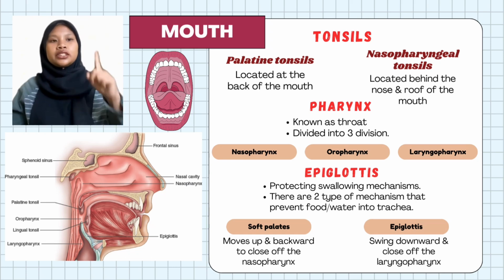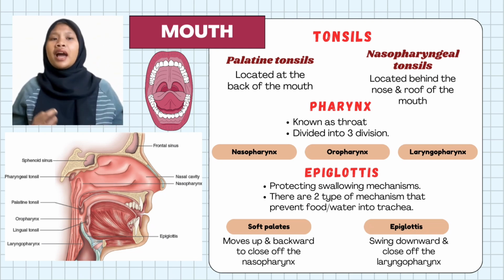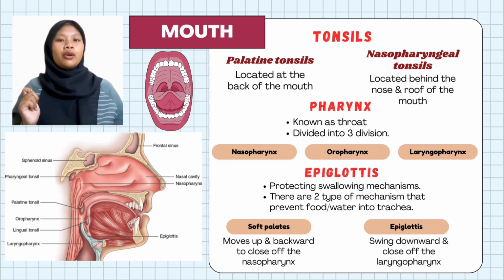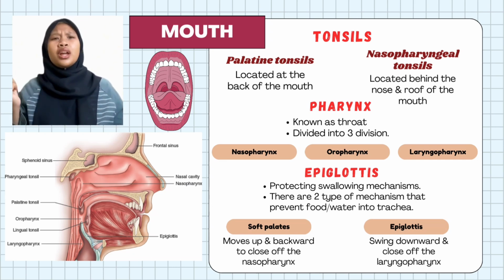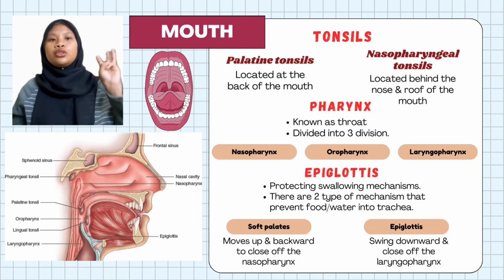The first one is tonsil. There are two types of tonsils, which is palatine tonsils, located at the back of the mouth. And next one is nasopharyngeal tonsils, located behind the nose and the roof of the mouth. Next is pharynx. Pharynx is commonly known as a throat. It is divided into three different parts, which is nasopharynx, oropharynx, and laryngopharynx.